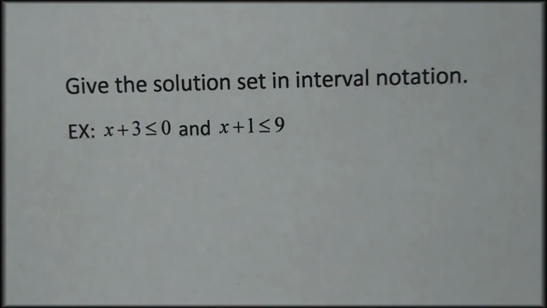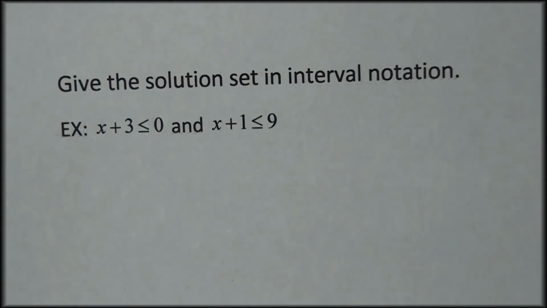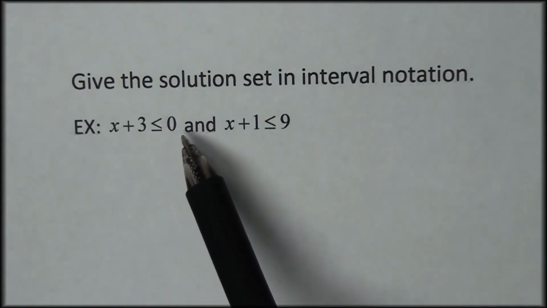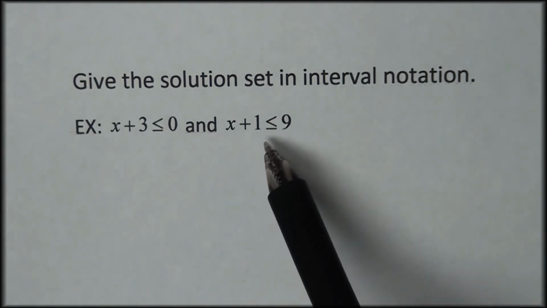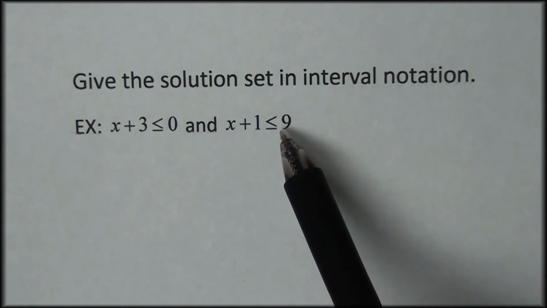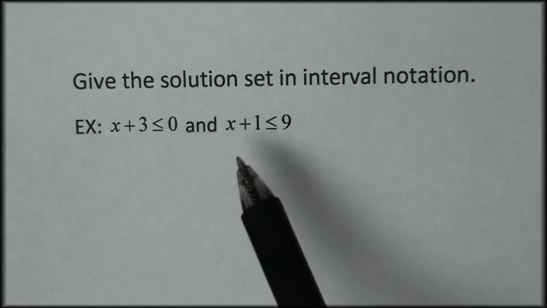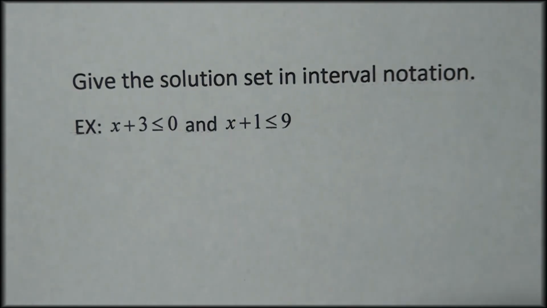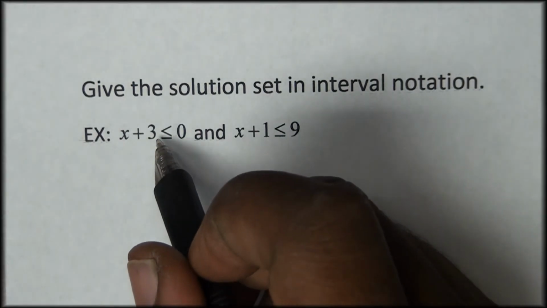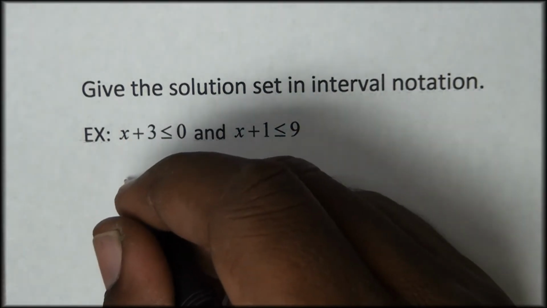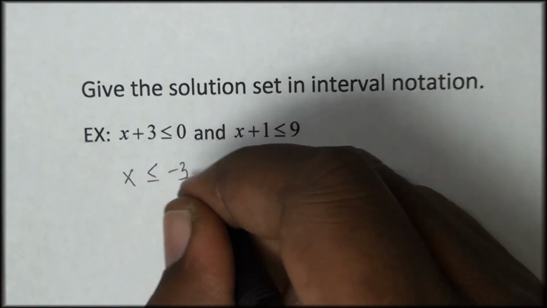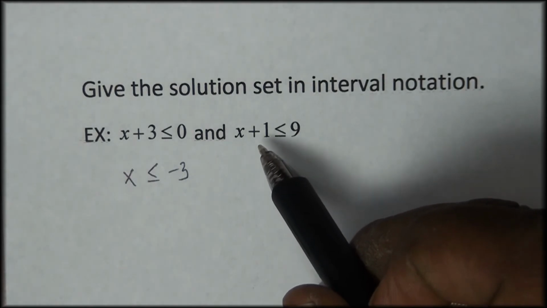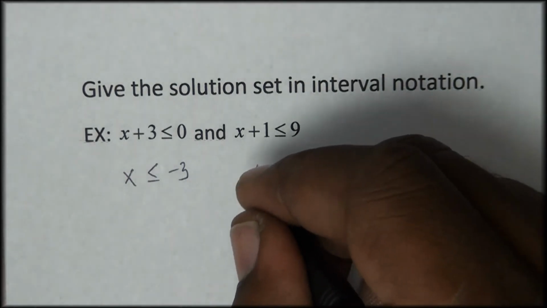Now we'll give the solution set in interval notation. In our first example, we have the inequality x plus 3 is less than or equal to 0 and x plus 1 is less than or equal to 9. So we'll solve both inequalities for x, we'll graph, and we'll determine the intersection. We solve our first equation for x, so we subtract 3 from both sides. X is less than or equal to negative 3. To solve our second inequality for x, we subtract 1 from both sides.